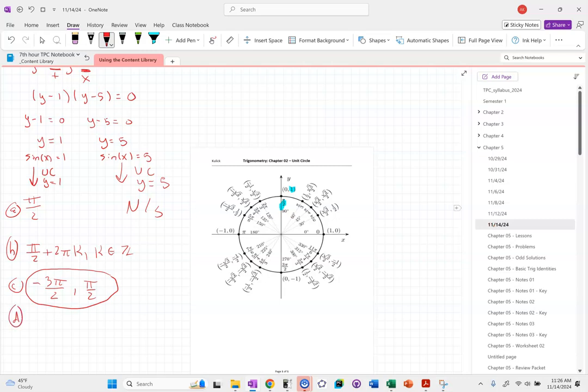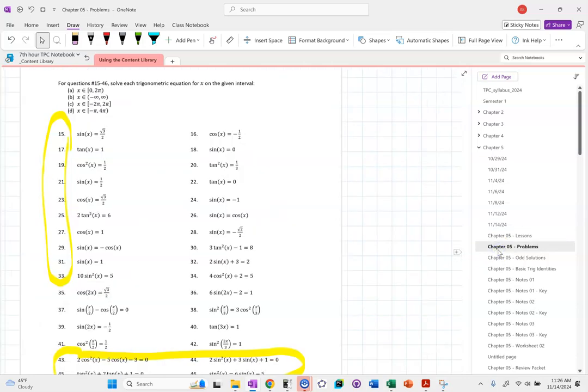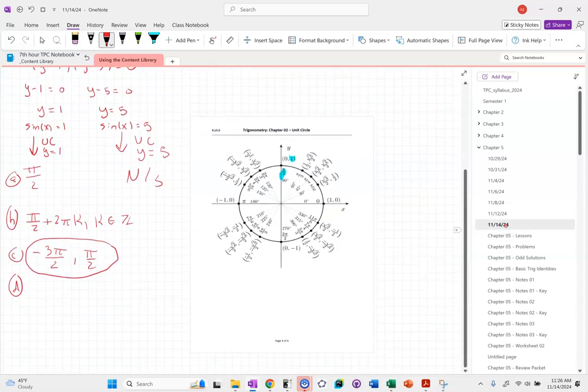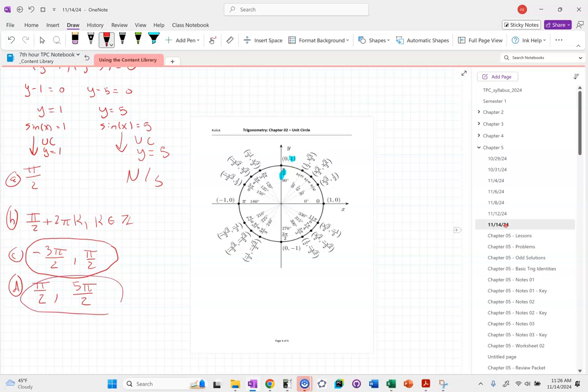For part D, we had negative pi to 4 pi. So negative 1.5 pi is too small, so my first answer is just going to be that pi over 2. If I add 2 pi to that, I get 5 pi over 2, 2.5 pi, that's okay. If I add another 2 pi, again, that'd be 4.5 pi, and that's too big. So those are going to be my only two answers for that interval.